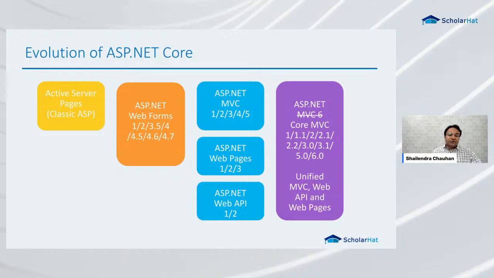So when it comes to ASP.NET Core MVC, it is a combined release of MVC, Web API, and Web Pages. It means instead of following three different styles for building the UI and for building the API, now you just have to focus on one style for building the application. It can be your UI, it can be your API. And the latest release of ASP.NET Core MVC is 6.0. So this is how ASP.NET Core has evolved from classic ASP to ASP.NET Core MVC.